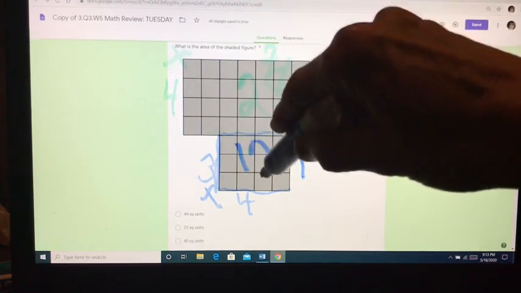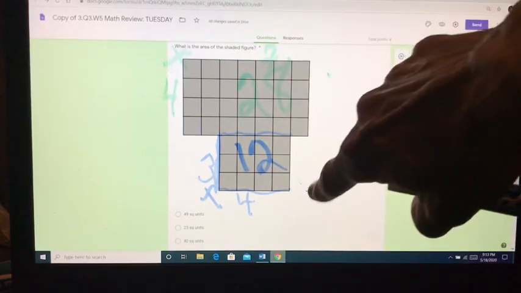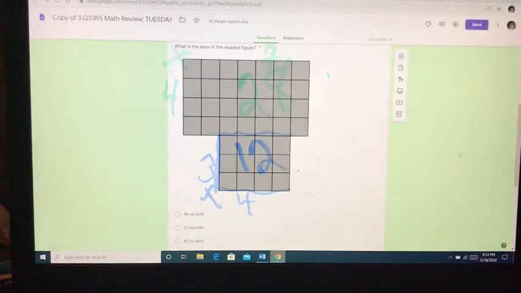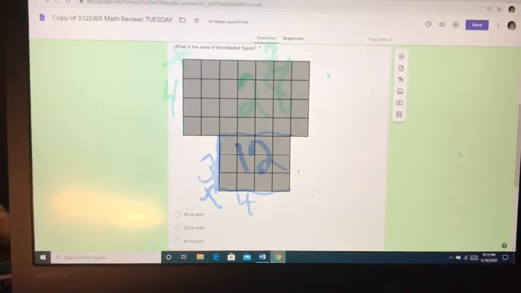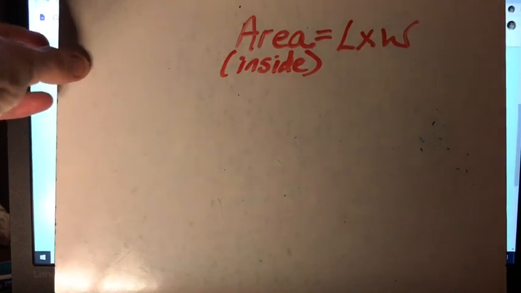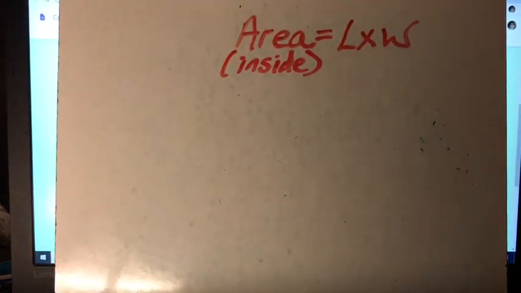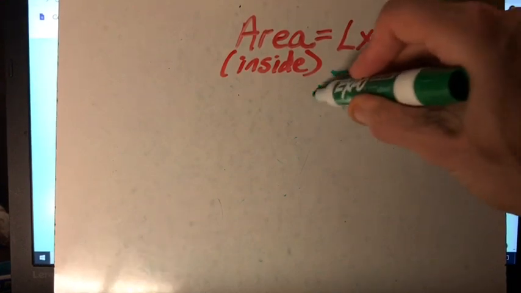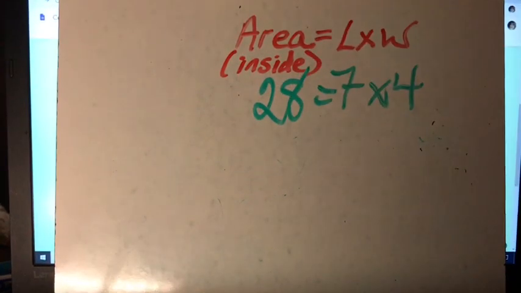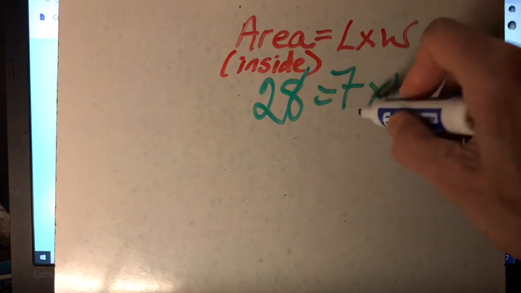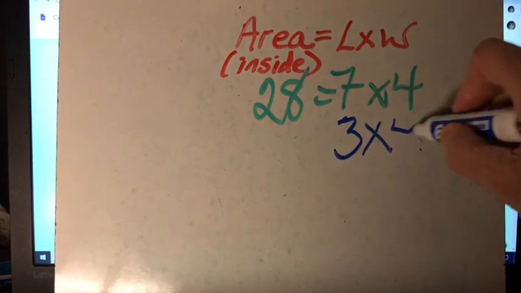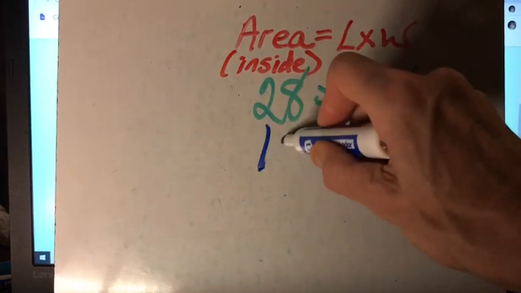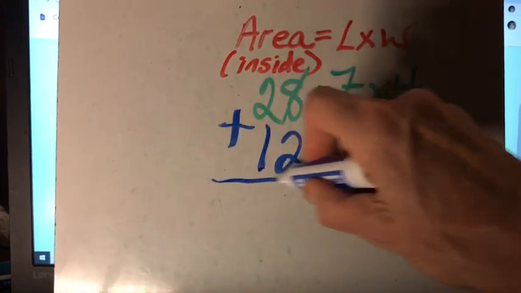I'm going to write that inside because it's area. Now I just need to take my 28 and my 12 and put them together. So if you look, area equals length times width the inside. So we took 4 times 7 is 28, or 7 times 4 is 28. And the other one was 3 by 4, or 4 by 3, was 12. And then we're going to add those together.